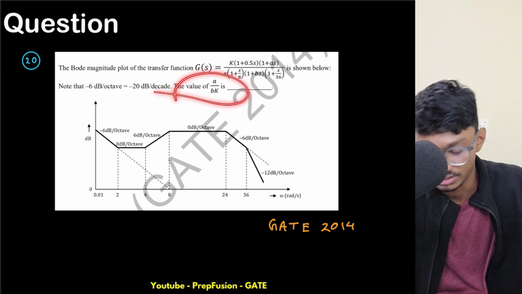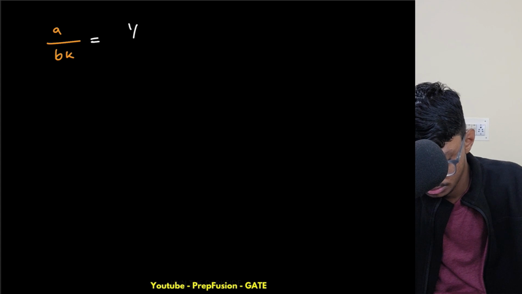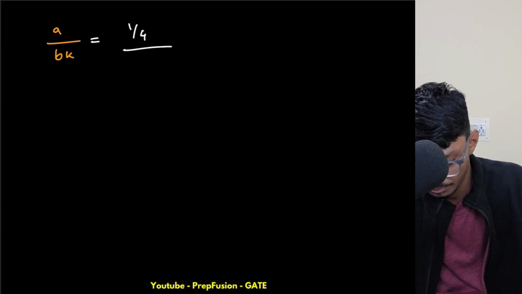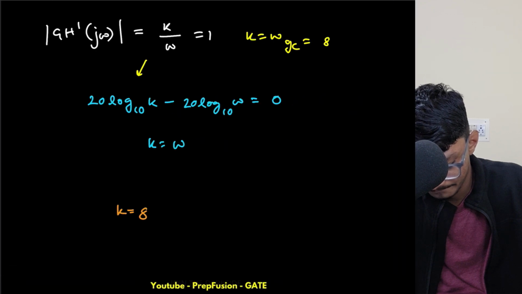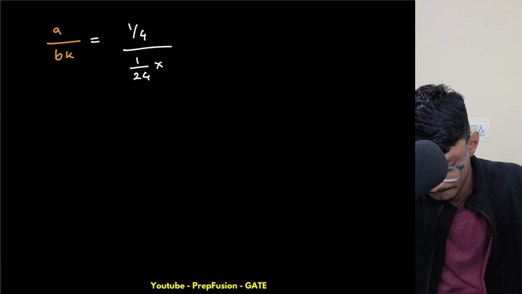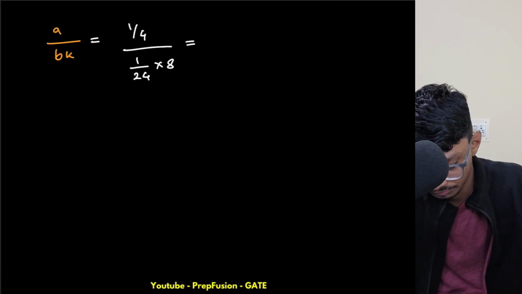So now we have to find the value of A by B into K. So A is 1 by 4. So what is A by B into K? A is 1 by 4, B is 1 by 24, and K is 8. So this becomes 3 by 4.